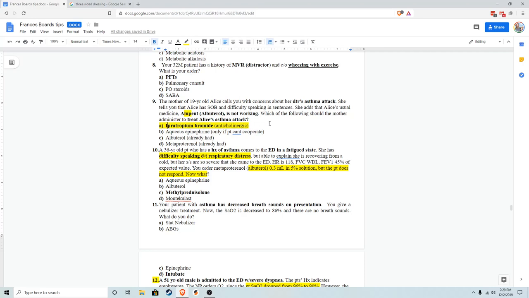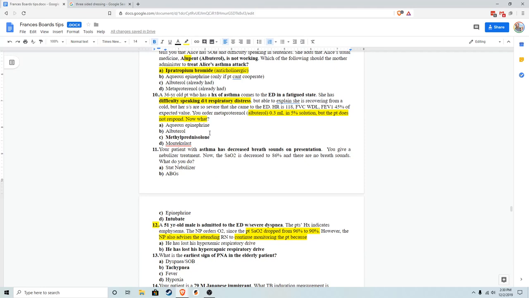The next step up would be the inhaled corticosteroids, like your Flovent. And then the next step up would be the long-acting beta agonists, like your Serevent or salmeterol. Flovent and Serevent together is Advair. And then the next thing would be tiotropium, which is your long-acting anticholinergic.